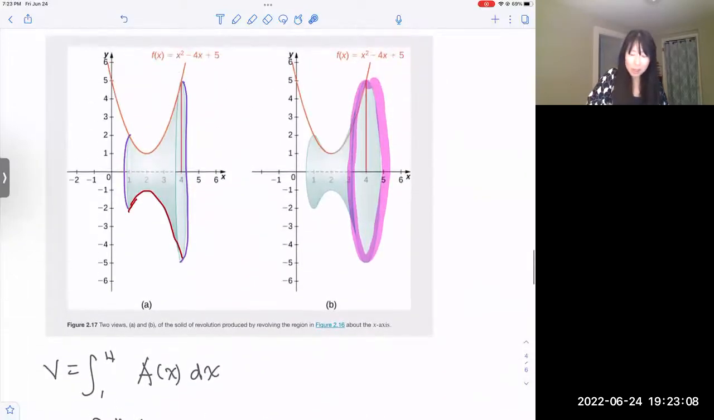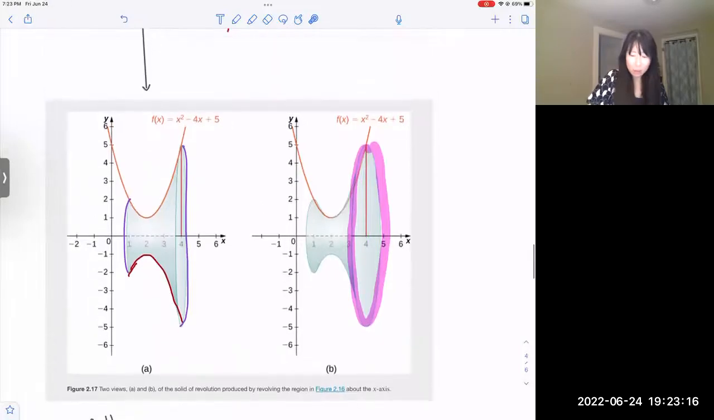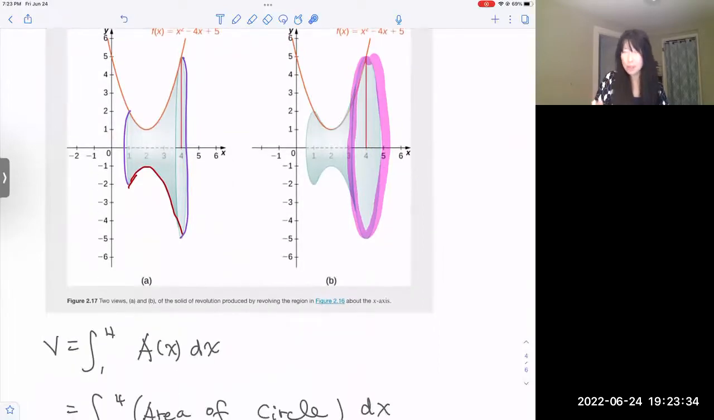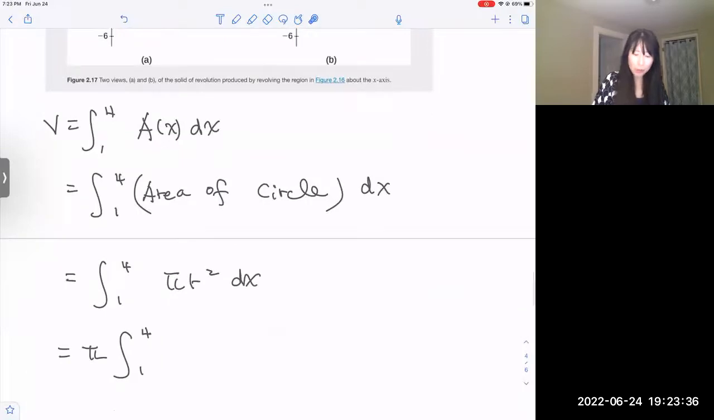Look, in this case, the radius, right? Can you see that we do this one? From here to here, the function is x squared minus 4x plus 5. Can you see that? Okay, so we're going to use the function. So r squared will be f of x squared.